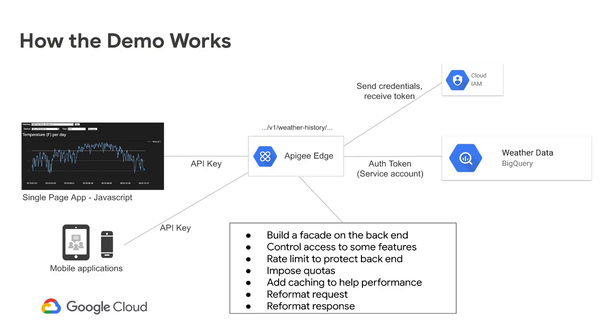There's some other things I'm going to do on here also. I want to build a facade on that back-end and hide away the details of where this data is. And I want to control access to some features. There's only limited things you can do in here. I want a rate limit to protect that back-end. I don't want people calling this too much. And I'm going to impose some quotas. So depending on which API product you're using, you'll have different quotas. And I'm going to add caching to help performance. I'm going to reformat the request as it comes in and the response when it comes back in order to make this more friendly to my developers that want to use this API.